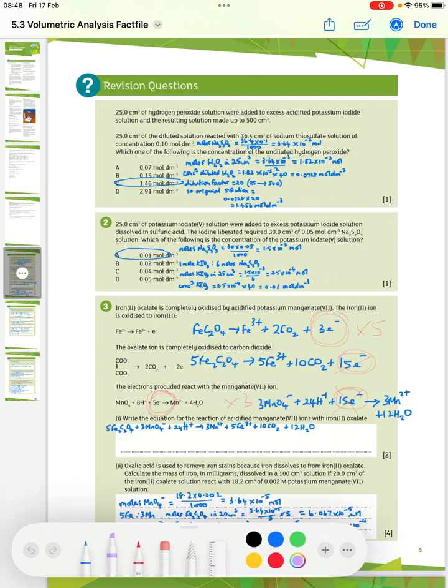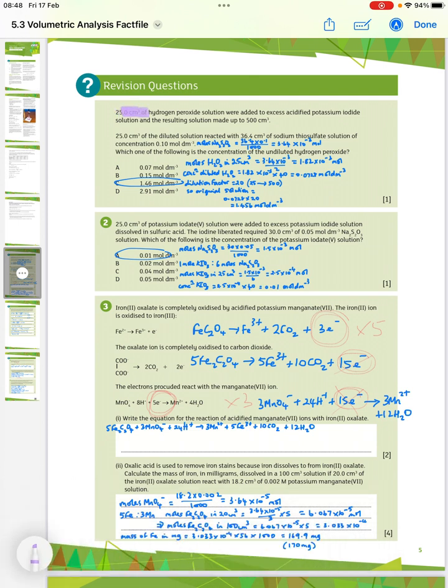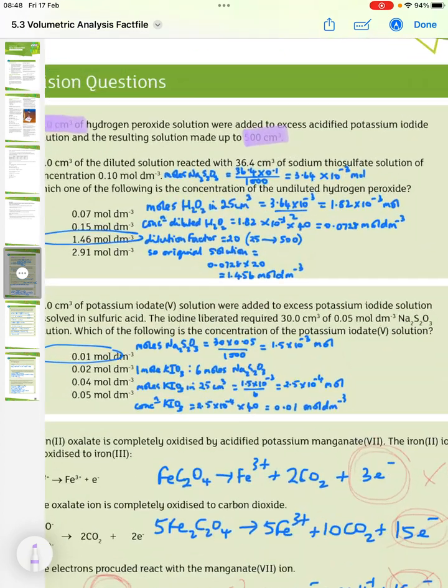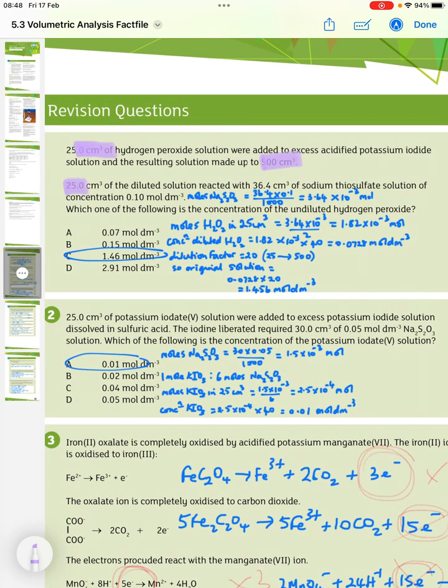25 cubic centimetres of hydrogen peroxide solution were added to excess acidified potassium iodide solution, and the resulting solution made up to 500 cubic centimetres. And 25 cubic centimetres of the dilute solution reacted with 36.4 cubic centimetres of sodium thiosulfate of concentration 0.1 moles per dm cubed. Which one of the following is the concentration of the undiluted hydrogen peroxide? Well, I can tell you that the answer is C, 1.46 moles per dm cubed, but how do we get there?